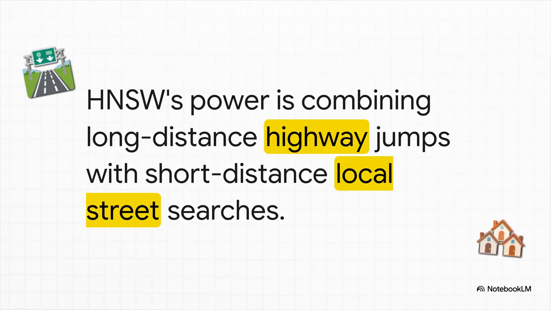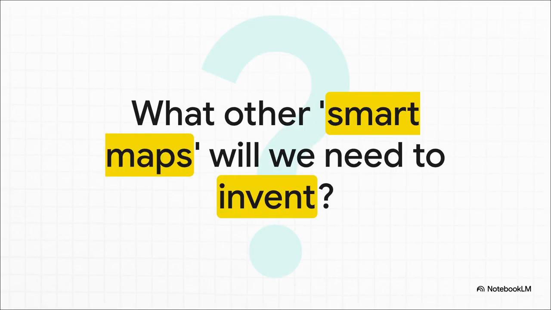So, to bring this all together, the absolute genius of HNSW lies in this beautiful separation of scale. By combining those long-distance highway jumps on the upper layers with meticulous local street searches on the bottom layer, it achieves something called logarithmic speed, which is just a fancy way of saying it can navigate unimaginably large datasets with truly breathtaking speed.